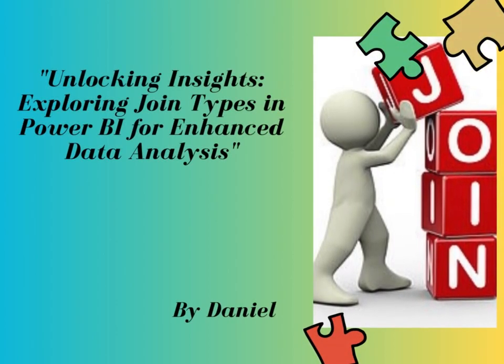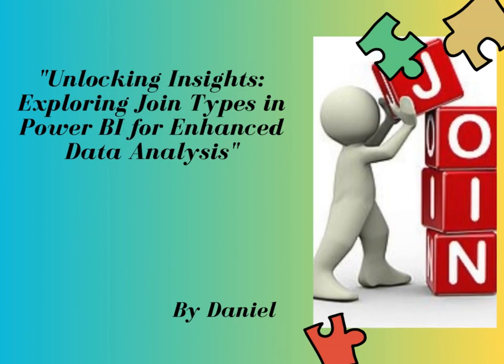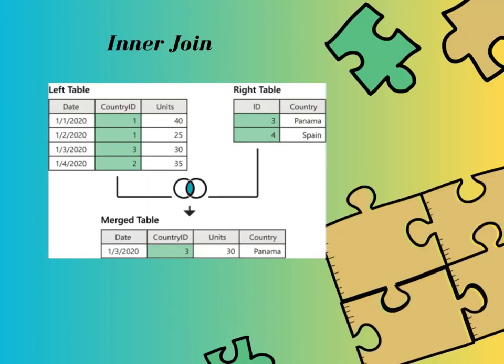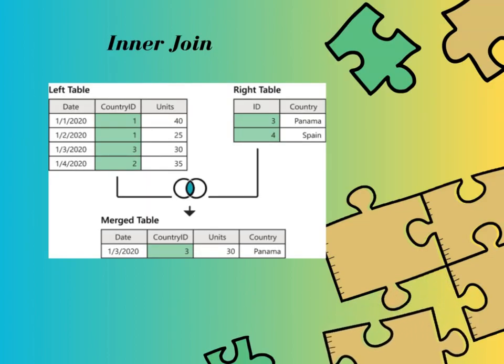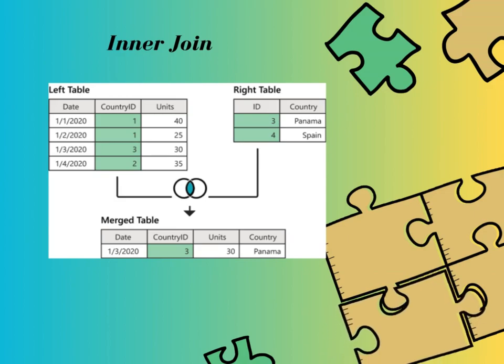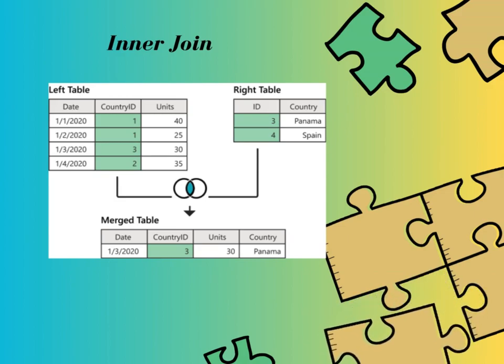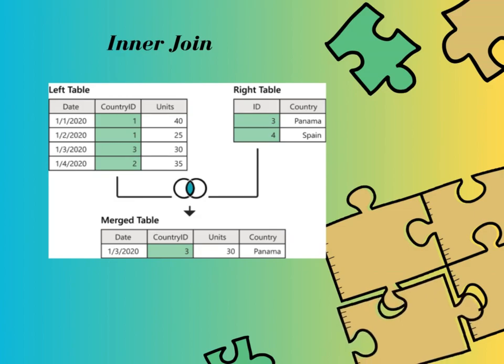I want us to briefly learn about join types in Power BI for enhanced data analysis. To begin with, let's start with inner join. This returns only the rows from both tables that have matching values in the specified column.